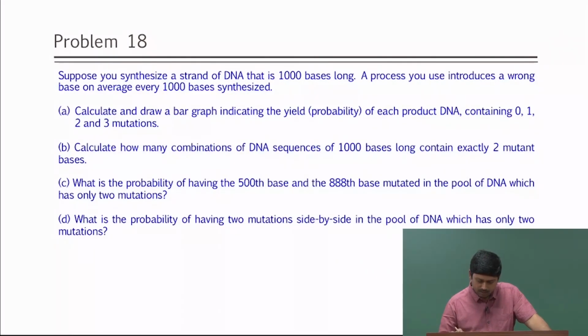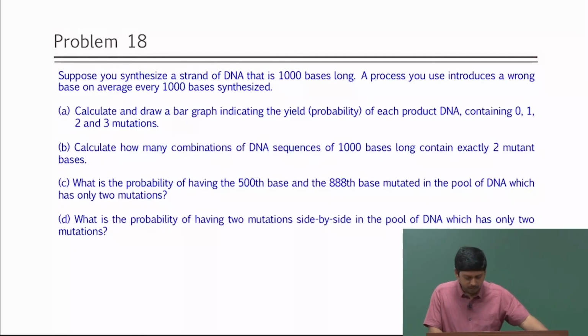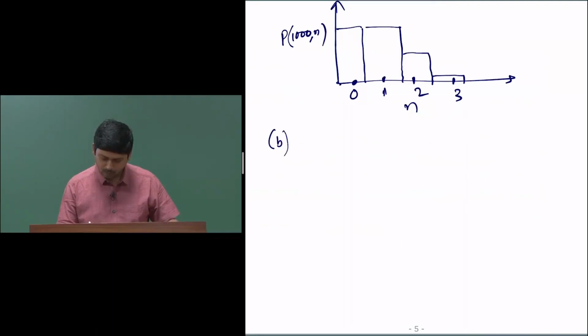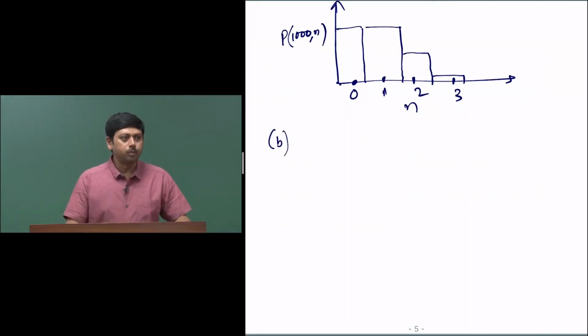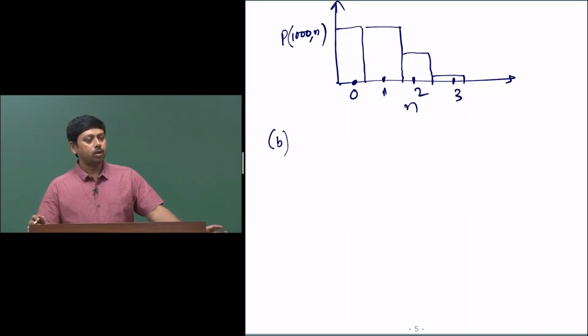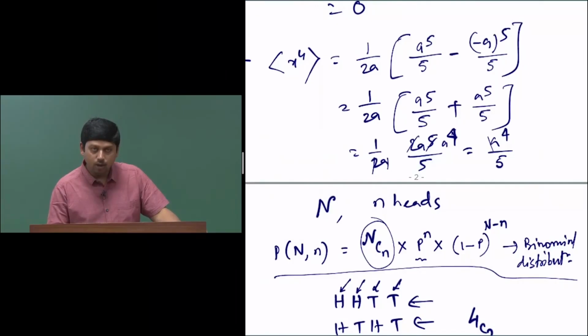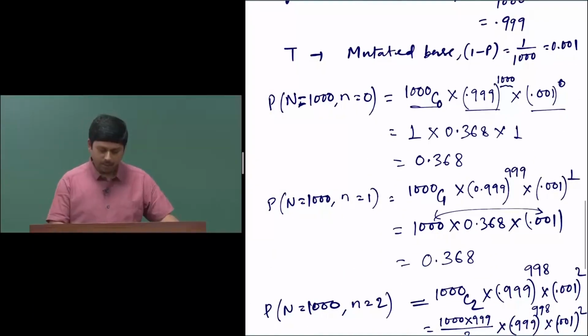Now, going to the third question: calculate how many combinations of DNA sequence of 1000 bases long contain exactly 2 mutant bases. So, it should be exactly 2 mutant bases, not more than that. What was the earlier question when n equals 2? That time it was: out of 1000 bases there are 2 mutations. So, how many possible ways can you get that? The question is asking not the probability, it is asking the combinations.